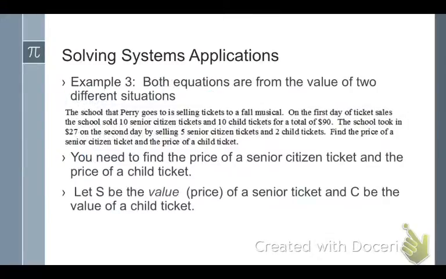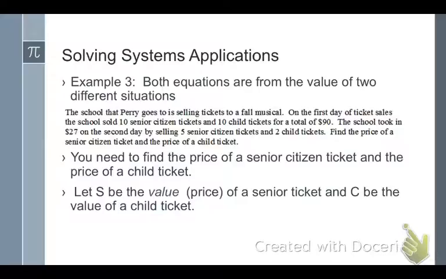So let's see our next example. This is the third type of problem we will work with. We'll just stick with these 3 types of problems. We may see some number problems too, but those are actually easier than the coin problems even. So both equations are from the value of 2 different situations. In this case, you know how many tickets were sold and what they added up to in 2 different situations, but you do not know the cost of each ticket. Now, in both situations, the cost of each type of ticket is the same, but you don't know what that is.